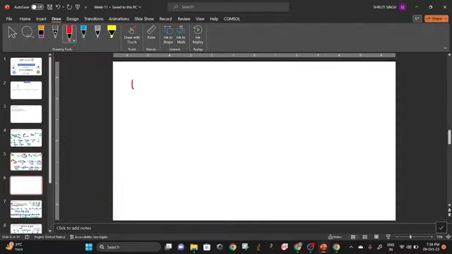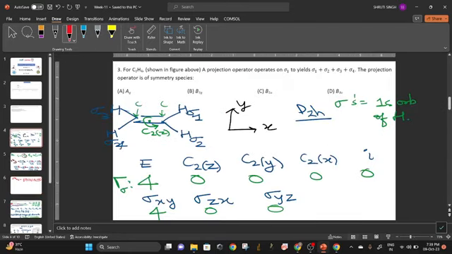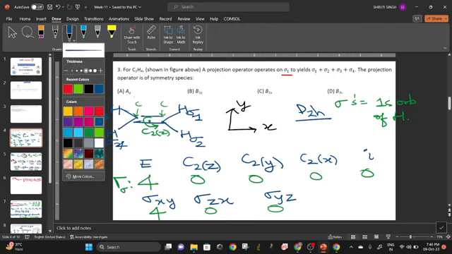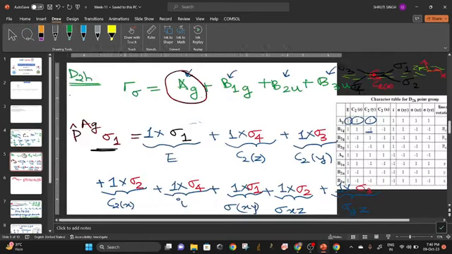So when this projection operator Ag is applied on sigma 1, we get 2 times sigma 1, sigma 2, sigma 3, sigma 4. So this only is asked in the question. These coefficients do not matter. These coefficients are not normalization constants. Only what matters is the linear combination of these atomic orbitals. So the question was, a projection operator operates on sigma 1 and gives sigma 1, 2, 3 and 4. The projection operator is of which symmetry species? Ag. So we applied Ag symmetry species to get this. This is the correct answer, and we got it in the first attempt because the first representation was Ag.